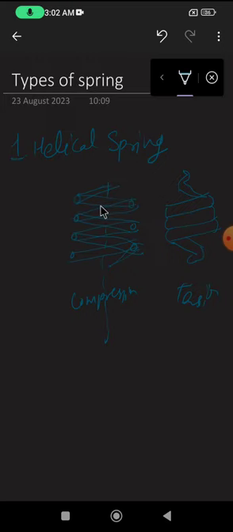and the helical springs have various advantages like easy to manufacture, available in wide range, a reliable constant spring rate, and their performance can be predicted more accurately, and their characteristics can be varied by changing the dimensions. So this is the helical spring.